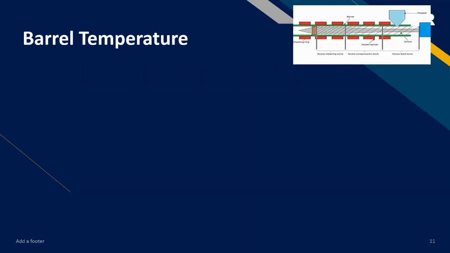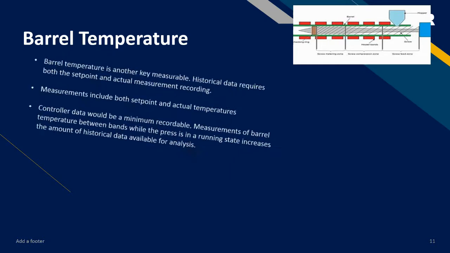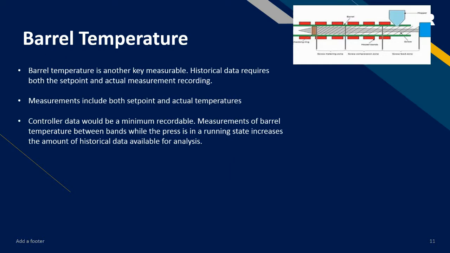The recording of barrel temperature is also very important. Barrel temperature is another key measurable. Historical data requires both the set point and the actual measurements be recorded. Measurements include both the set point and actual temperatures, and controller data would be a minimum recordable. Measurements of barrel temperature between bands while the press is in a running state increases the amount of historical data available for analysis.